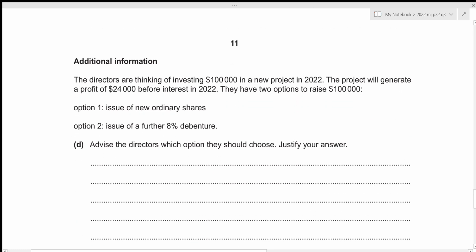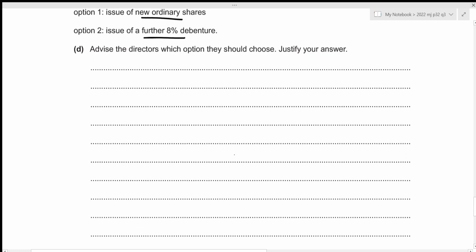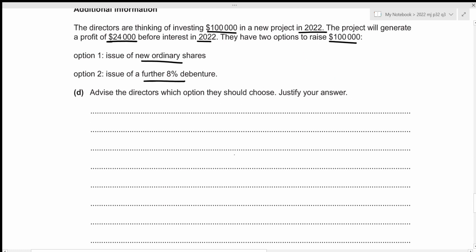We are now given additional information. The directors are thinking of investing 100,000 in a new project in 2022, and the project will generate a profit of 24,000 before interest in 2022. We have two options to raise 100,000. The first one is issue of new ordinary shares, and the second is issue of a further 8% debenture. We now need to advise the directors which option they should choose. So let's have a look at our markings. So this is a 5 marks question, which means that we need to include at least one advantage and disadvantage of new ordinary shares and one advantage and disadvantage of issuing debentures.